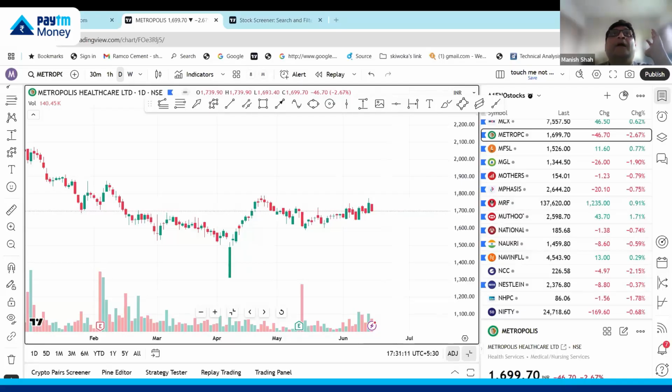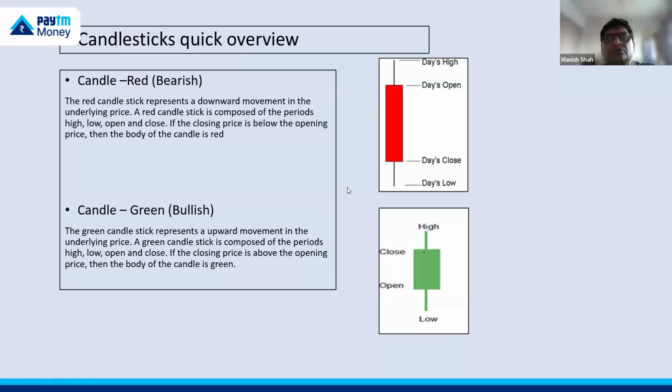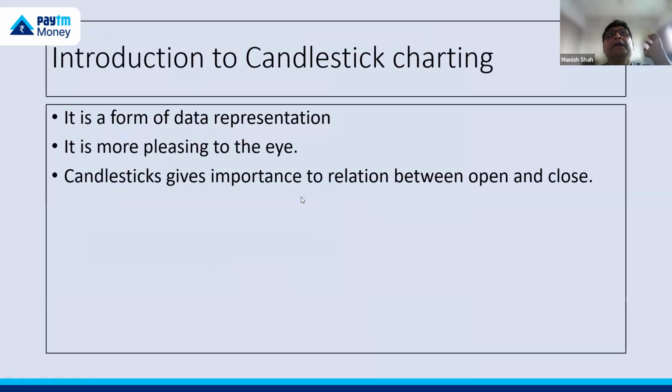Let's go back. These are, see, candlesticks by itself, है ना, ये बहुत बड़ा subject है. You have tons of material that is different, but there are some things that can be used easily. You want to go deep, make a deep dive into it, then also it is good enough. Okay, so why candlestick charting? Because data is pleasing to the eye. Okay, it gives more importance to relationship between open and close. तो ये point मैंने cover कर लिया.